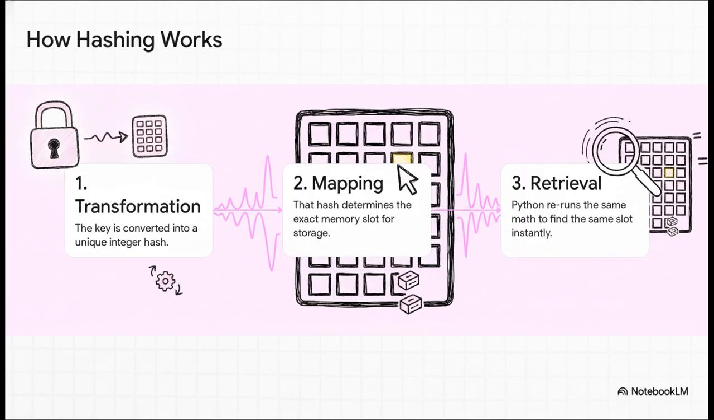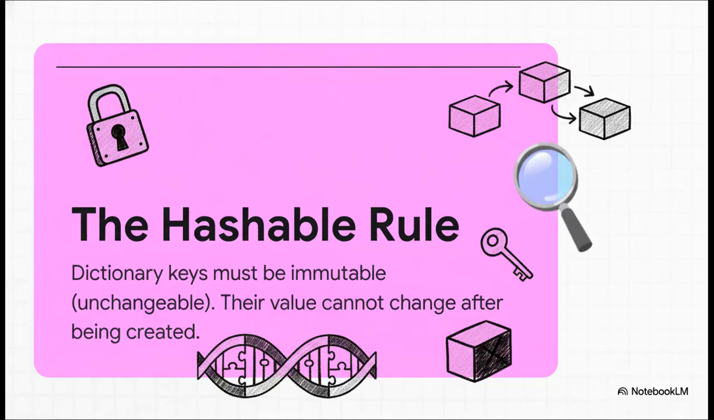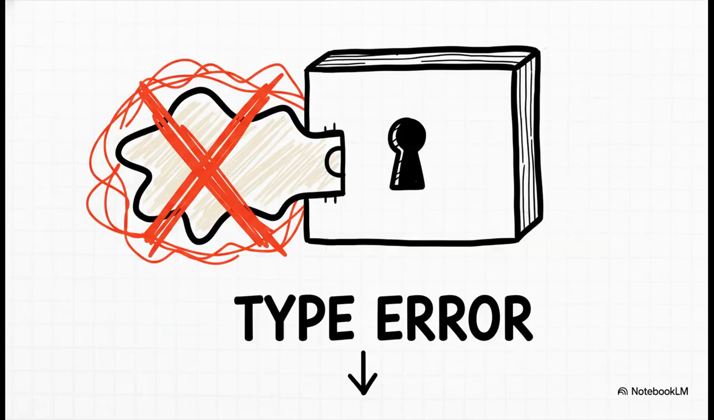No searching required. But for this whole instant jump system to work, there are some really important unbreakable rules. If you break them, the entire system falls apart. And the biggest, most important rule of all is this: dictionary keys have to be immutable. Now, that's just a computer science term for unchangeable. Once you create a key, like the string John or the number 42, it's set in stone. You can't alter it. Python is a strict enforcer of this rule. If you try to use something that can change, like a list, as a dictionary key, it's just not going to work.